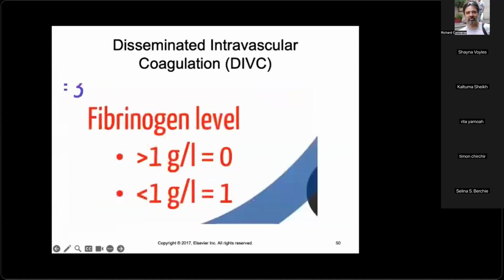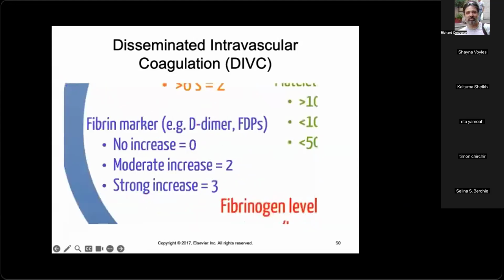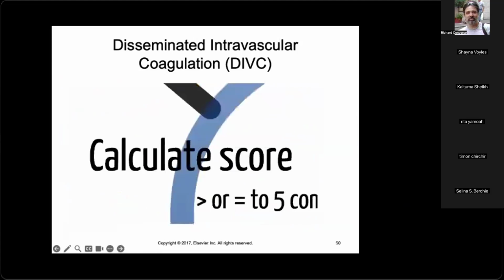Next, we'll talk about fibrinogen levels. For a fibrinogen level greater than 1 gram per liter, you get 0. For a level less than 1 gram per liter, you get 1 point. Now let's move on to fibrin markers, so D-dimer or FDPs. If there's no increase, you get 0 points. There's a moderate increase, you get 2 points, and a strong increase, you get 3 points.